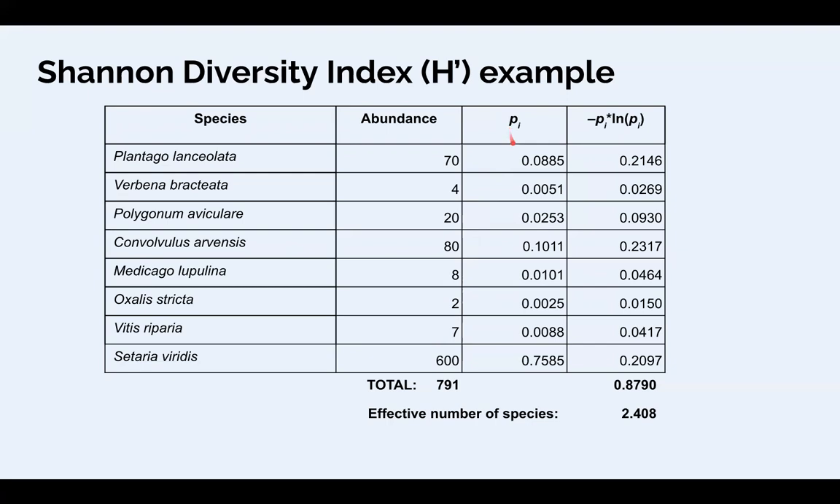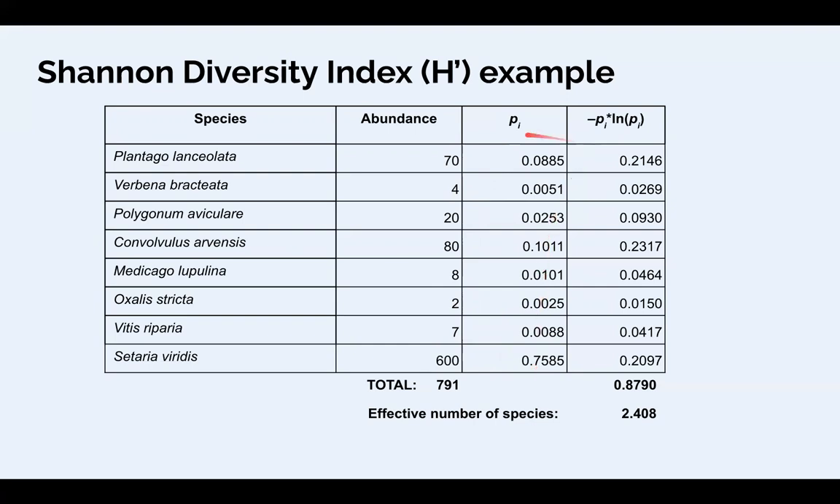This P sub I is achieved by taking each abundance and dividing it by the total. So these species that have 2 individuals, that's the lowest number. This species is a grass species that has 600 individuals. That has the largest proportion value. So this is 0.75. About 3/4 of the plants in this habitat are this one species.